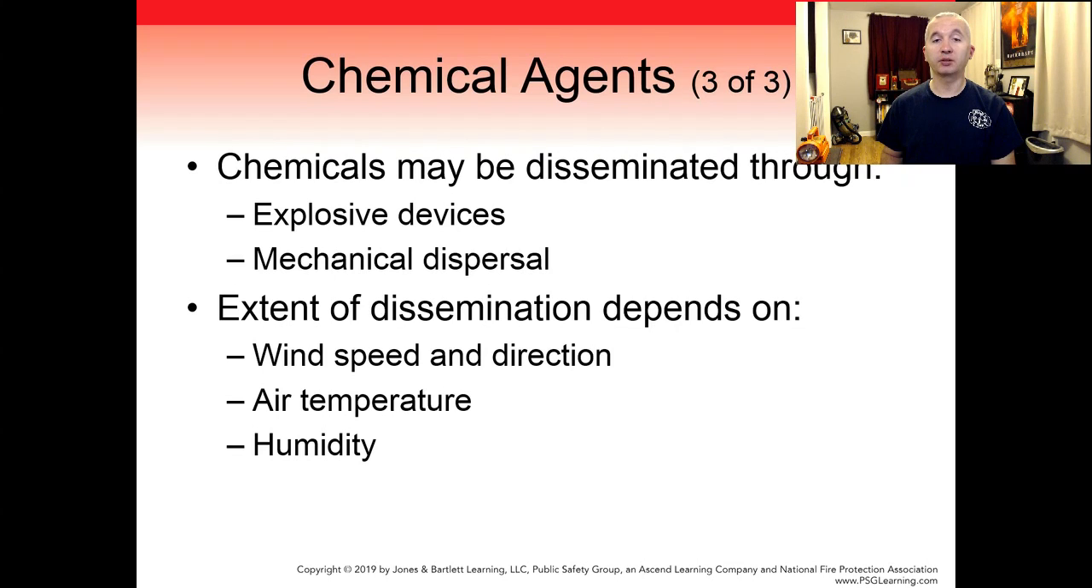Chemicals may be disseminated through explosive devices or mechanical dispersal. The extent of dissemination depends on wind direction, wind speed, air temperature, and humidity.